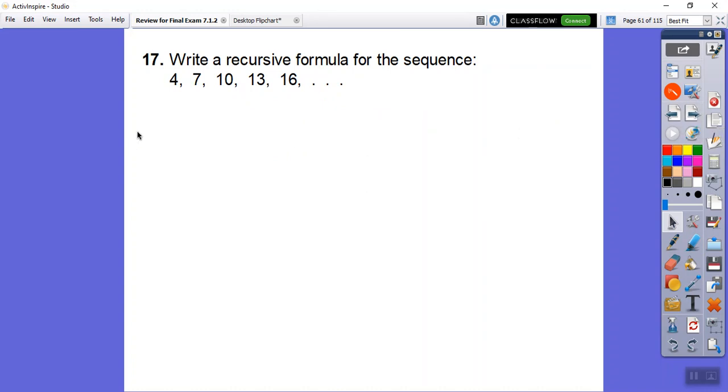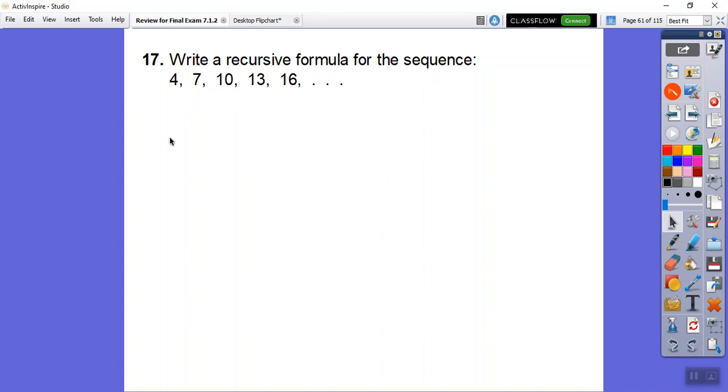So a recursive formula all depends on this a sub 1. So first of all, we're going to say a sub 1 equals 4. Okay, so this is my first term. Your first recursive formula always deals with the first term. And then recognize, is it geometric or is it arithmetic? So 4 plus 3 is 7. Let's make sure it goes plus 3. 7 plus 3 is 10. Yeah, I think so. 10 plus 3, yep, 13. 13 plus 3, so it's arithmetic.